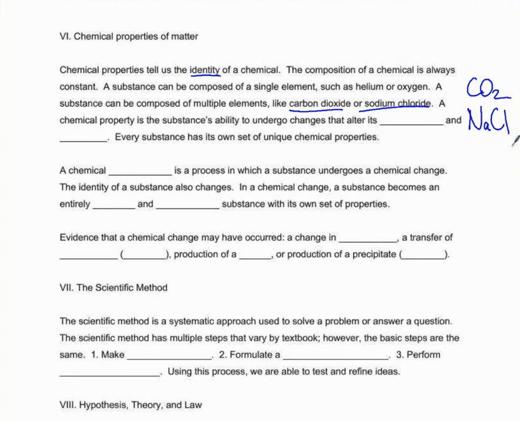The basic definition of a chemical property is that it is the substance's ability to undergo changes that alter its composition and identity. Changing its composition, changing what it's made of. When you change what it's made of, you have changed its identity. Every substance that we come across is going to have its own unique set of chemical properties.